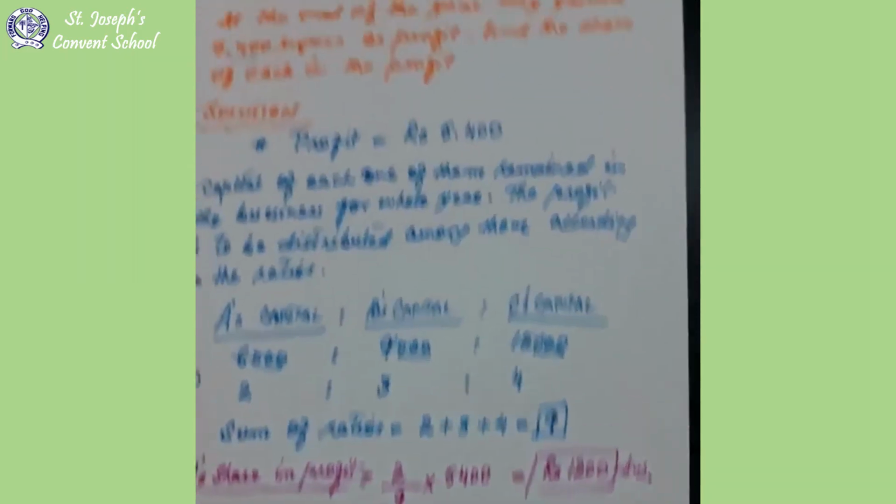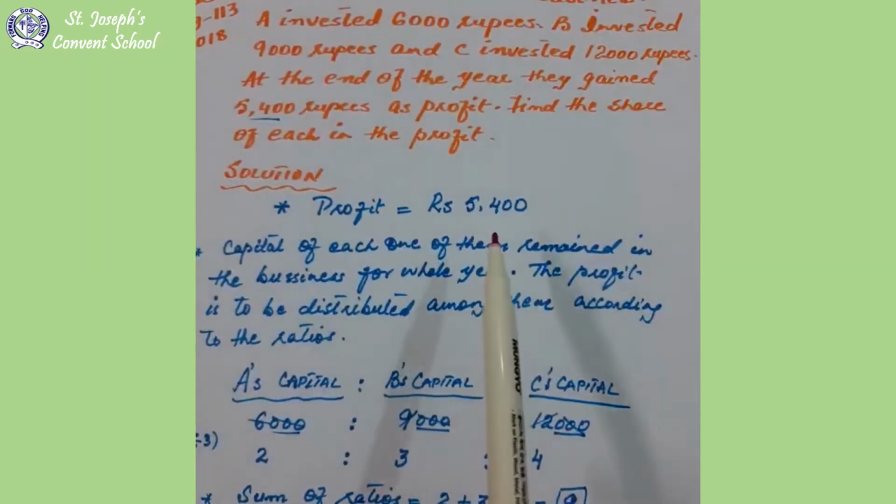Simple it is, it's not a difficult question. Just write what is the profit, then write each person's share, then find the sum of ratios. After finding the sum of ratios, you can find each person's share. 2 divided by 9 into profit, this 5,400 is profit. 3 divided by 9 into profit. 4 divided by 9 into profit, so you'll get the answer.